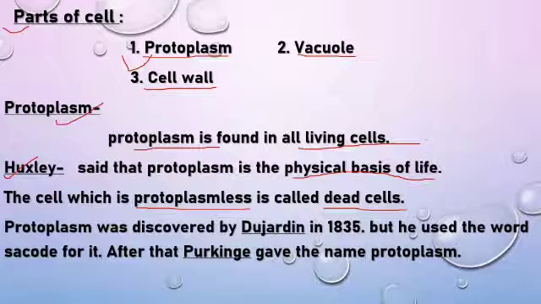So here we will discuss the discovery of the protoplasm. Protoplasm was discovered by a scientist named Dujardin in 1835. But he used the word sarcode; when Dujardin discovered the protoplasm, he gave the name sarcode, not protoplasm. It's important to remember that after Dujardin, a scientist named Purkinje gave the name protoplasm.